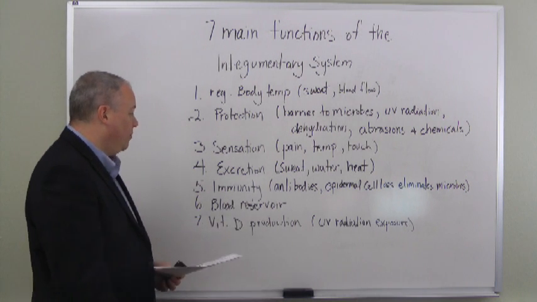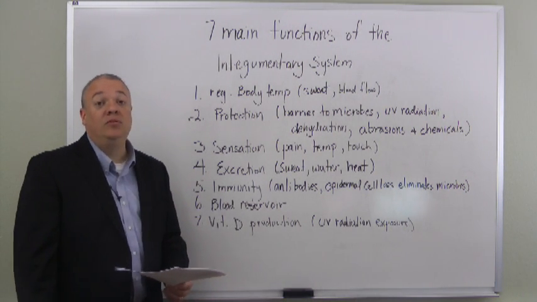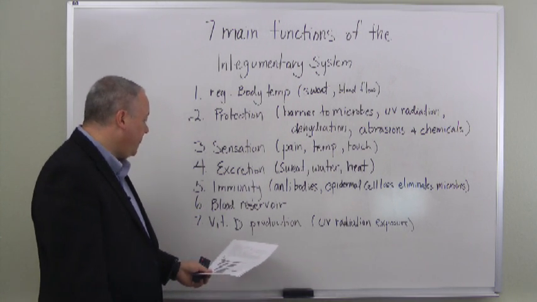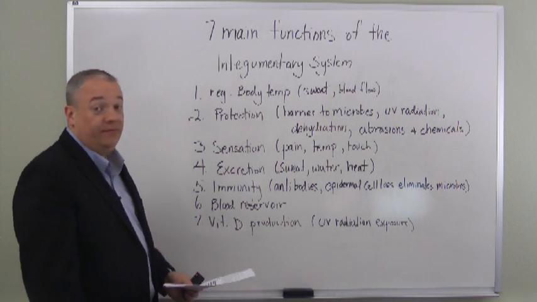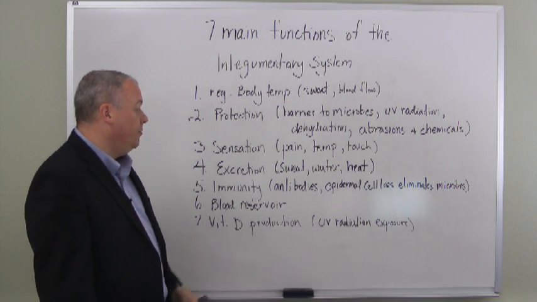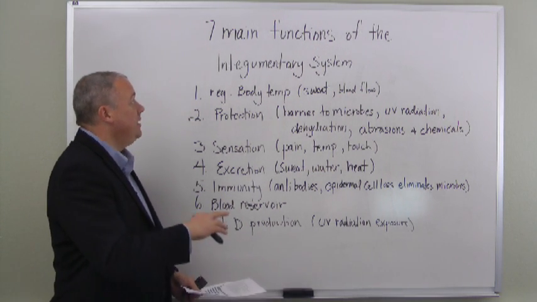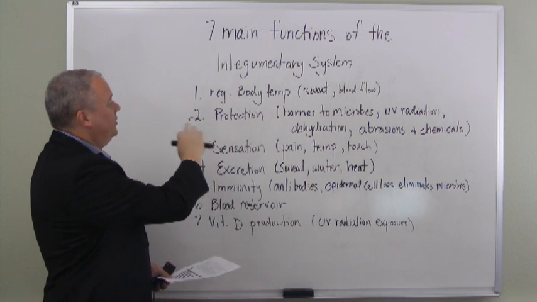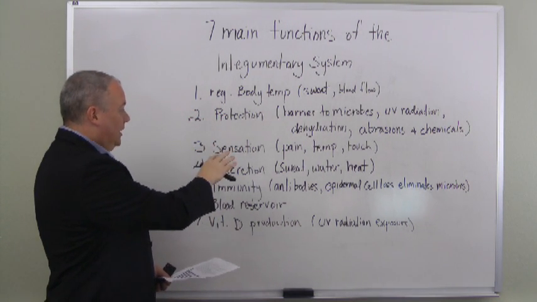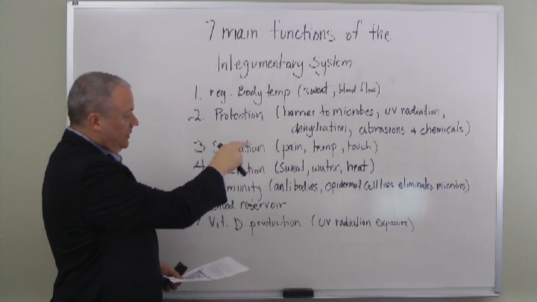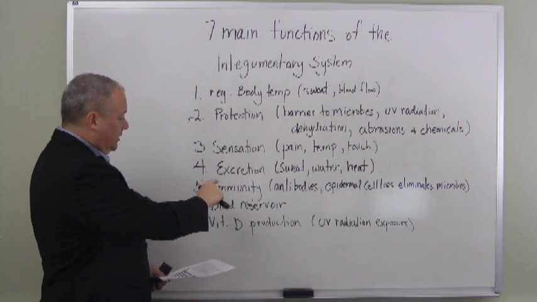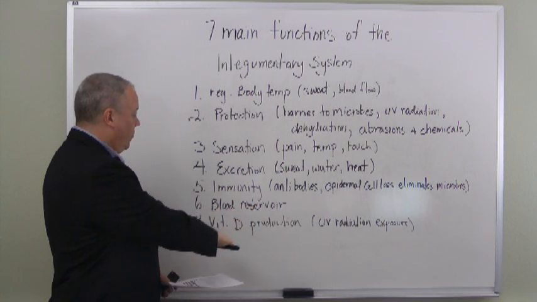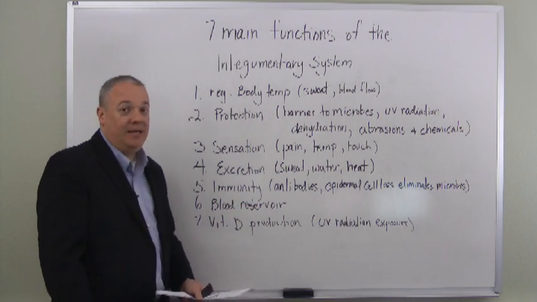It also provides a blood reservoir, a way to move blood to the tissues, organs, and muscles as necessary. And then finally, it serves as a source of vitamin D production through UV radiation exposure. So the integumentary system's 7 main functions, once again, are regulating body temperature, providing protection, providing sensation (pain, temperature, touch), excretion, certain types of immunity, helping our immune system, blood reservoir, and then the production of vitamin D.